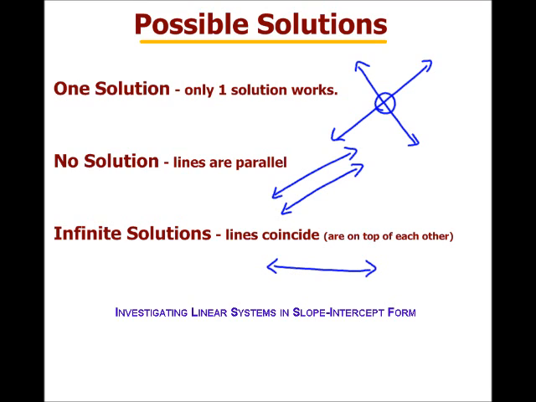So if I had one line and then it was the same line but wasn't reduced kind of thing, then you'll find the same line takes place and then there's an infinite number of solutions.